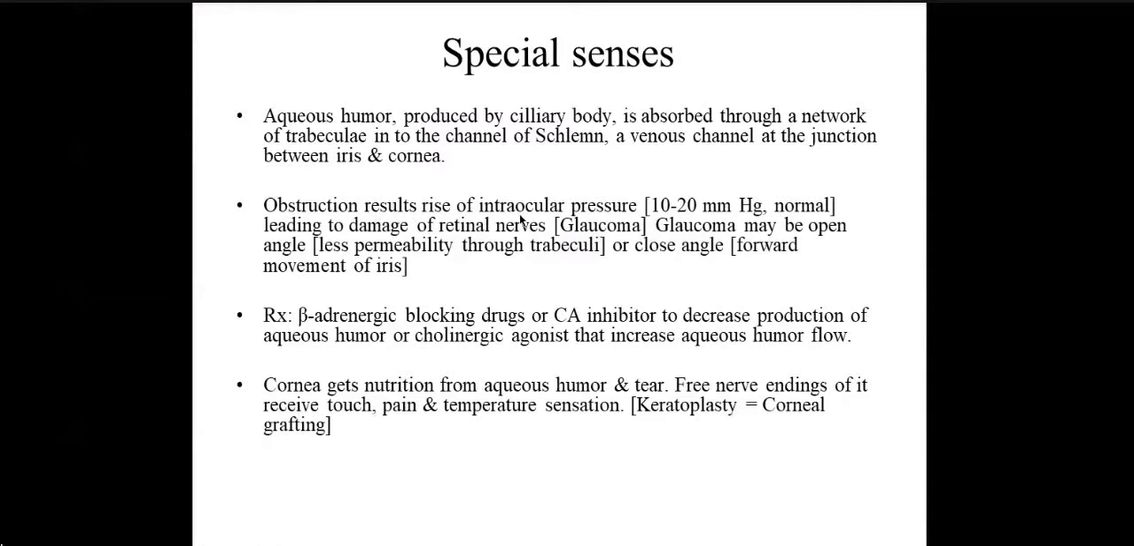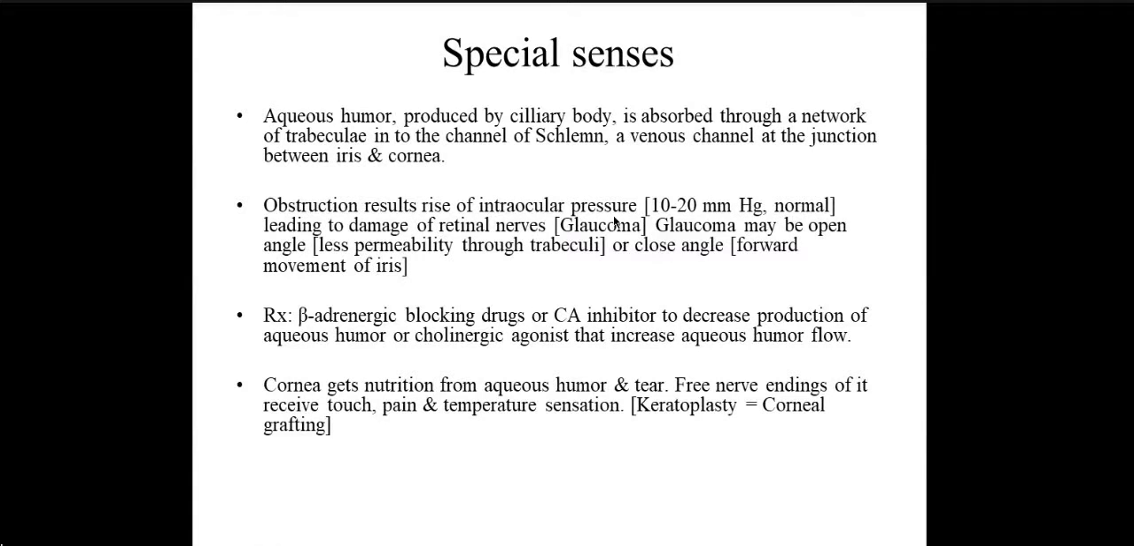There are two types of glaucoma, as I told. Obstruction results in a rise of intraocular pressure. The normal intraocular pressure is very frequently asked. What is the normal intraocular pressure? It is 10 to 20 millimeters of mercury. That is the normal one. If it is more, then it damages the retinal nerves and causes glaucoma.